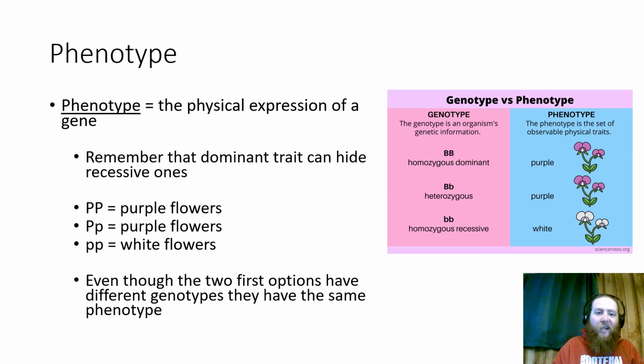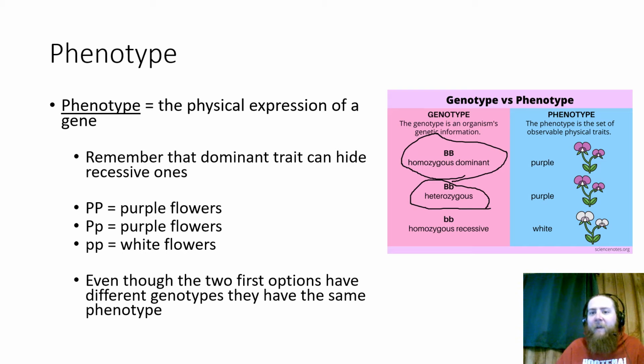It's different than phenotype. So in phenotype, this is the physical expression of a trait. Think pH equals physical. So that dominant trait can hide recessive ones. In this example over here, I'm using P's in mine, they're using B's in theirs. Big B is homozygous dominant, meaning that it has two of those purple ones. It's a purple one. The heterozygote, the big B, little b, it is purple as well. Even though they're genotypes, what their genes are, they have different alleles, they are the same phenotype. And then if I have this homozygous recessive, little b, it is white. So even though these two, I'll circle them, have different genotypes, they have the same phenotype.